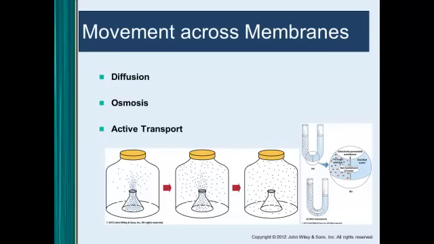Now let's talk about osmosis. Osmosis is a special case of diffusion in which water molecules diffuse across a selectively permeable membrane. To demonstrate osmosis, you can start with two compartments separated by a membrane permeable only to water, as you can see here in this picture.